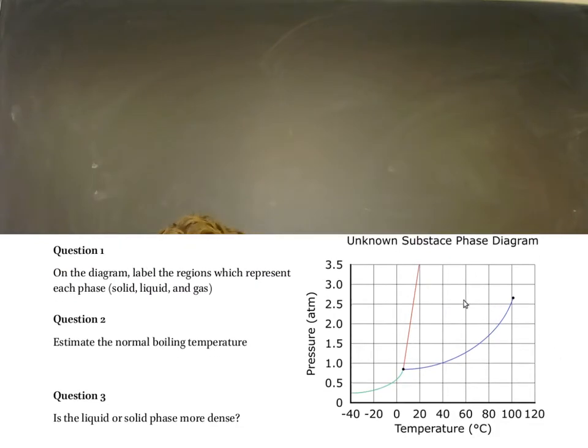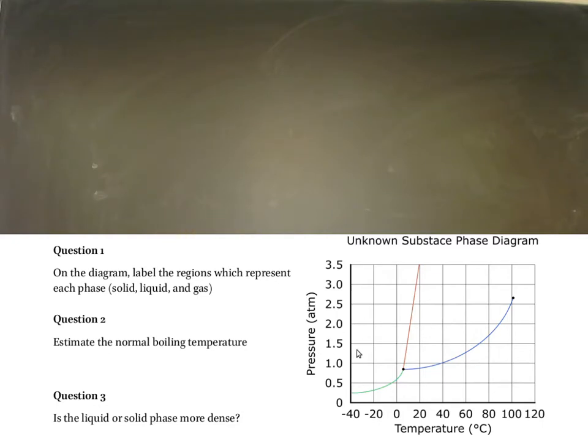Okay, so here's your phase diagram. This region to the left of the red line is where the substance would be a solid. That's at high pressures and low temperatures. At the bottom here, at very low pressures and high temperatures, you'll have the region that is a gas. And then in between is the region that is a liquid.